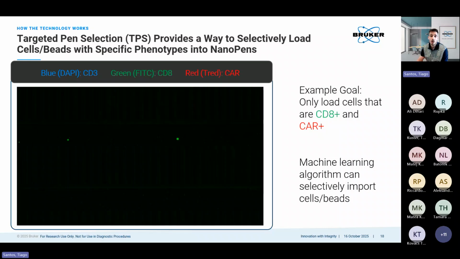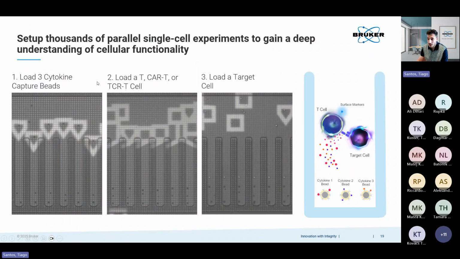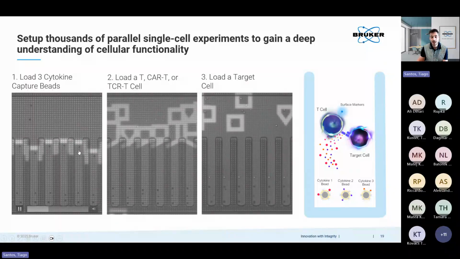So what other functional assays can you do? As I mentioned, cytokine secretion. And I also mentioned that the Beacon is fully automated, and you see here exactly that.